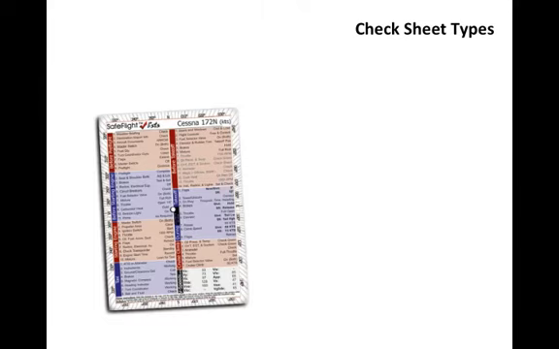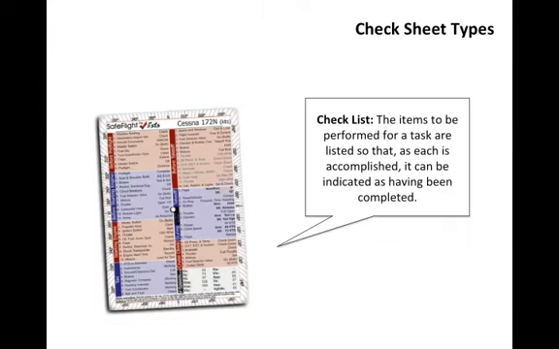And then one that's sometimes included as a check sheet, but is also in itself something different, is a checklist. It's the items that are to be performed on a task in a particular list, so you can actually check it off. It's a checklist. And this is one for flight, for airplane flying.